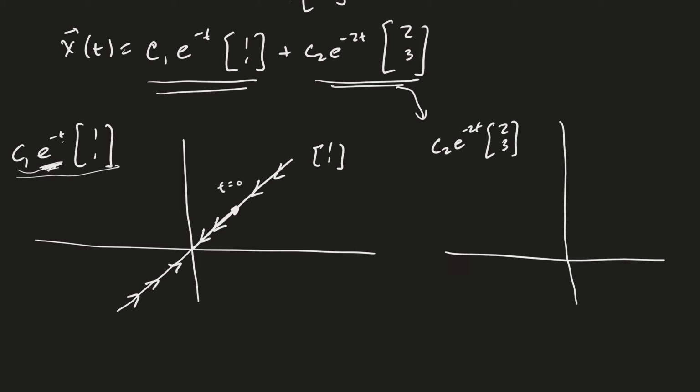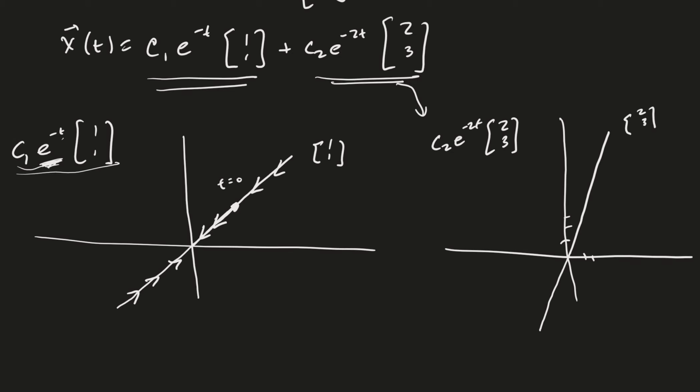Right? And so that's going to be slightly more steep, right? I'm kind of exaggerating that for effect here. So this is 2, 3. And now what happens to our solutions is just the same. If we start anywhere on this line, we're going to be going towards the origin as time goes to infinity.